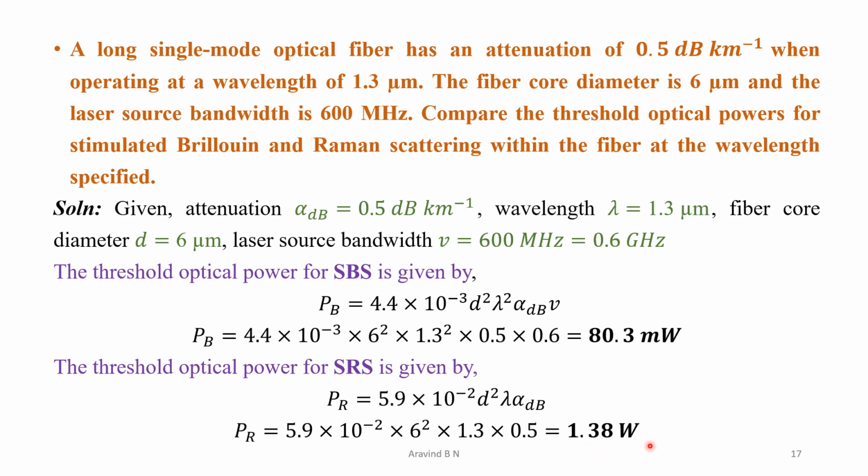Try to note some of the parameters, like the source bandwidth must be in terms of gigahertz. That's the main factor. If we make a direct substitution of 600 megahertz, the answer we get will be wrong. So take care of these notations.